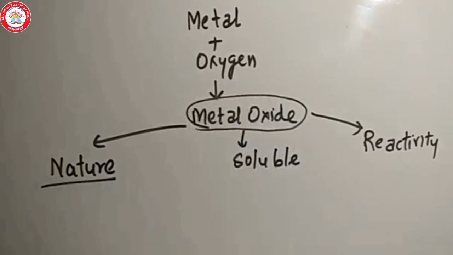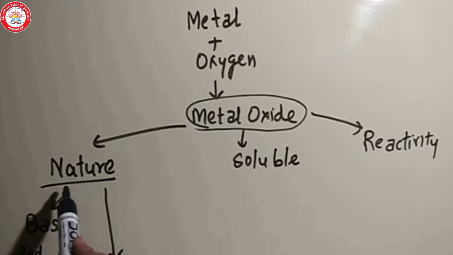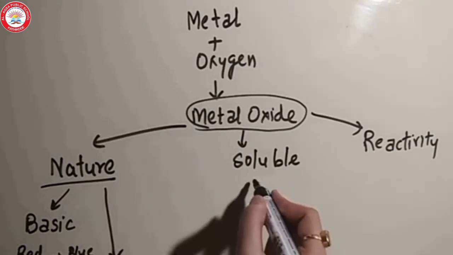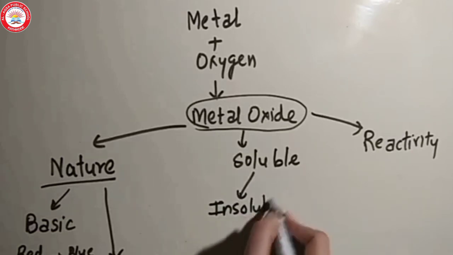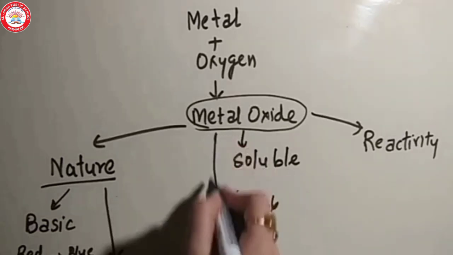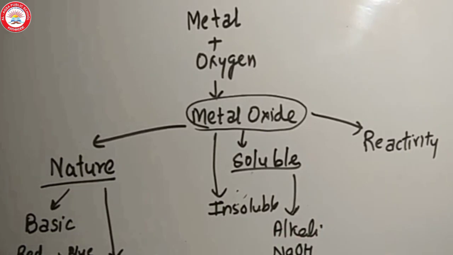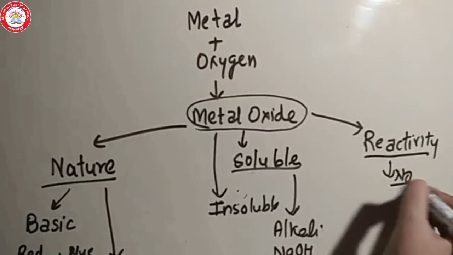So in this chapter, in this topic, we have already studied that metals react with oxygen to form metal oxides and their nature. Some metal oxides are basic in nature and some other metal oxides are amphoteric in nature. Very important examples are aluminum oxide and zinc oxide. Then the next one, their solubility. Some metal oxides are soluble in water and form alkali, for example sodium oxide and potassium oxide, and they will give their hydroxides. But some others are insoluble in water.